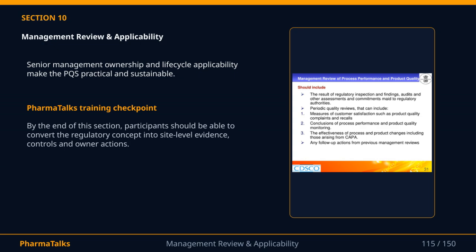It's about embedding quality into the everyday operations of the site. By the end of this section, you'll be equipped to translate regulatory requirements into concrete, site-level actions. This means understanding how to provide evidence, implement controls, and assign ownership effectively. Ultimately, this ensures that regulatory expectations are met not just on paper, but through real, ongoing management oversight.